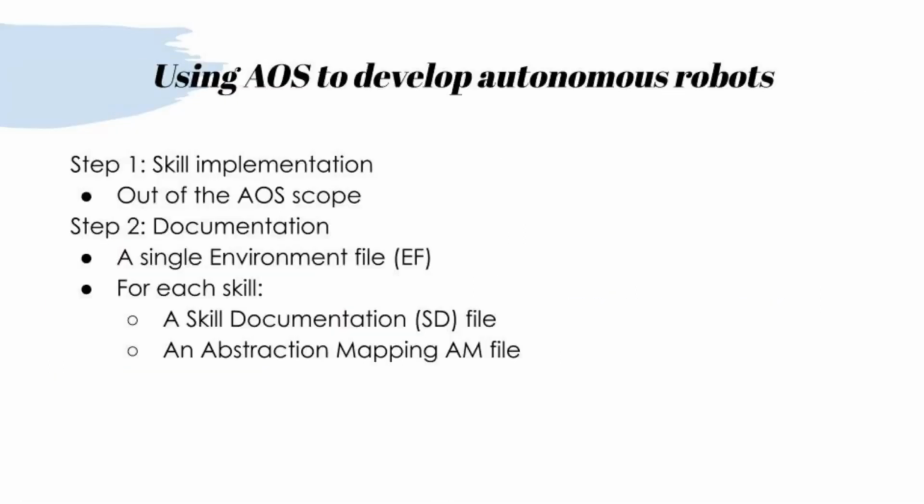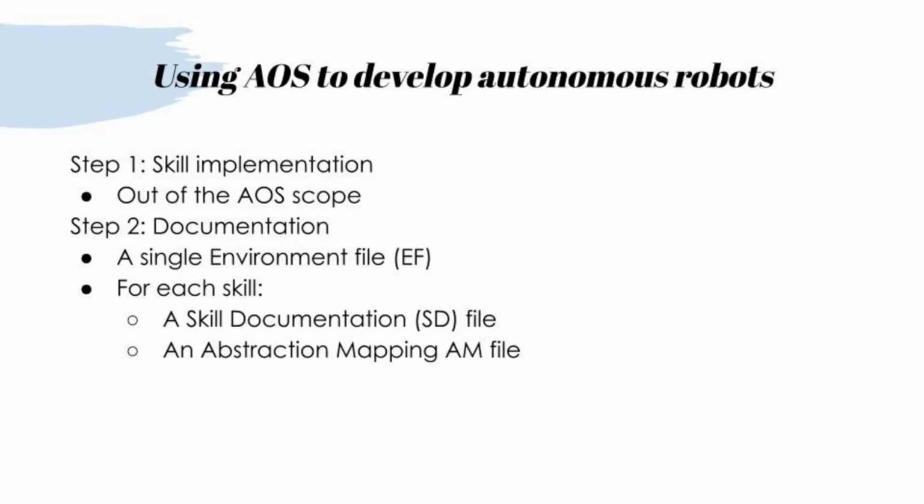So how do we use the AOS to develop an autonomous robot? The first step is implementing basic robot skills like navigation, object detection, or arm manipulation. This is out of the system scope. The next step is documenting the skills and environment. An environment file specifies skill-independent aspects of the model. These include state variables, terminal states, initial belief, and state-dependent rewards.